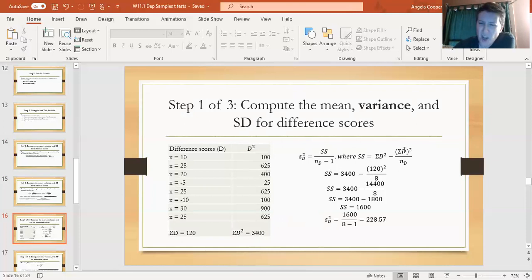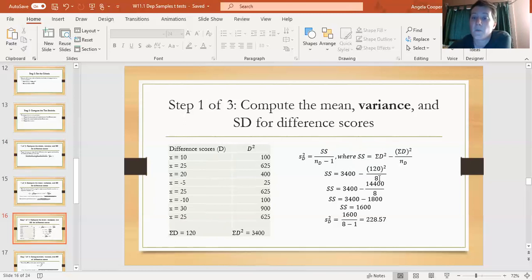Minus, notice the parentheses here. Notice that it's just referring to the sum of the different scores, and we take whatever number that sum is and square it. So the sum of the different scores, just the pure uncut sum of those, is just 120. So we have our 10 plus 25, etc. That's where we get that 120. And we square that number and divide it by the number of different scores.